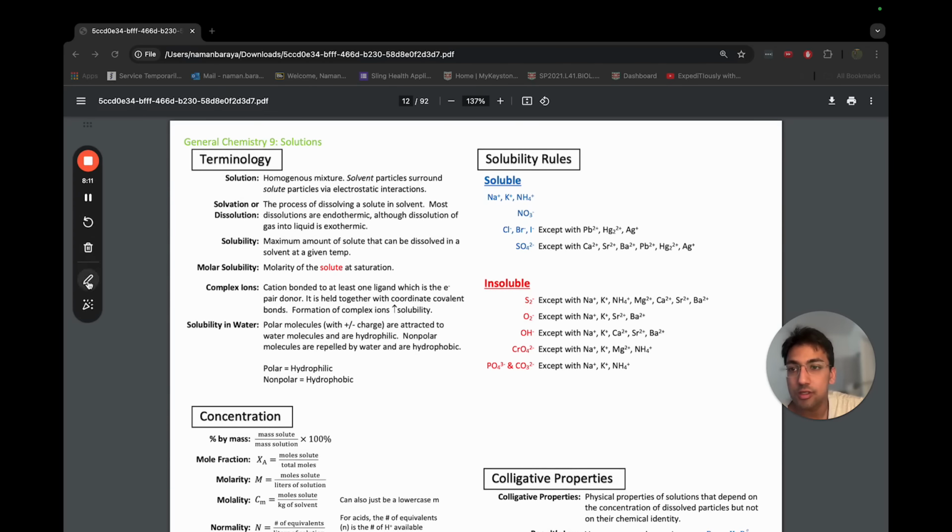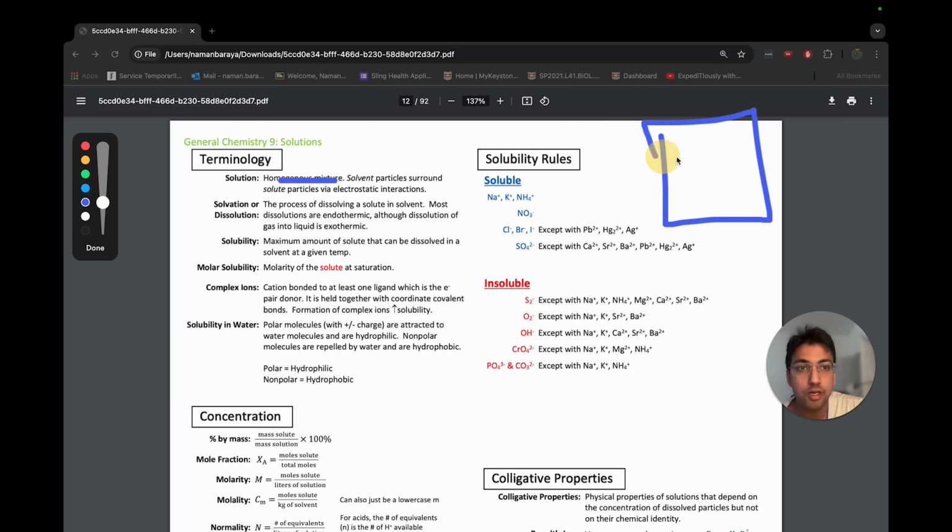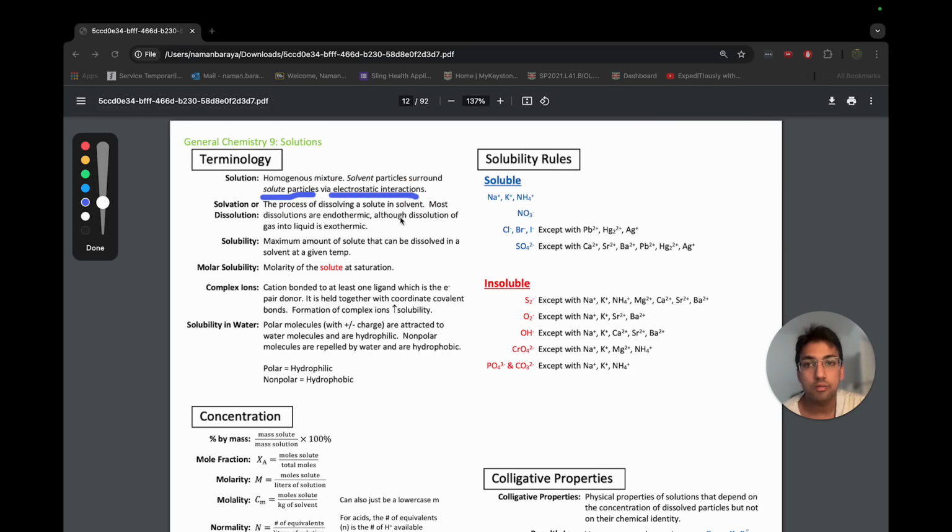Now we're on solutions. So solutions, the terminology, solution is a homogeneous mixture. So there's basically this mixture, and there's solvent particles, and water is a really popular solvent, and those surround solute particles, and they're surrounded by electrostatic interactions. So you can imagine a solution of NaCl in water, and the H2O molecules have electrostatic interactions because of this dipole that hydrogen and oxygen form, and those have electrostatic interactions with the NaCl.